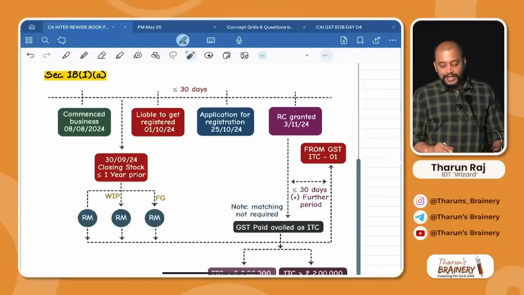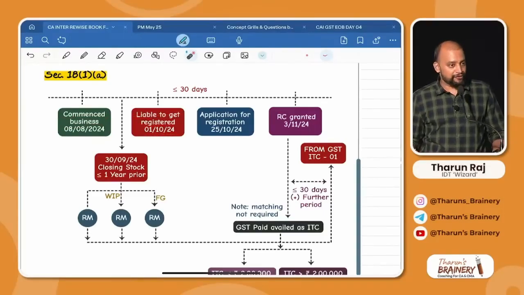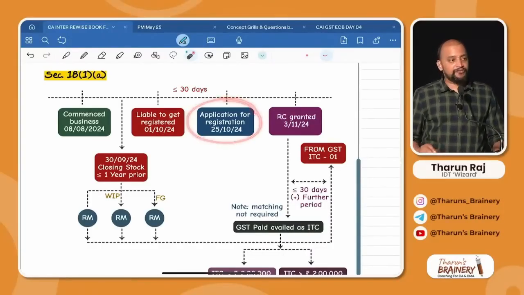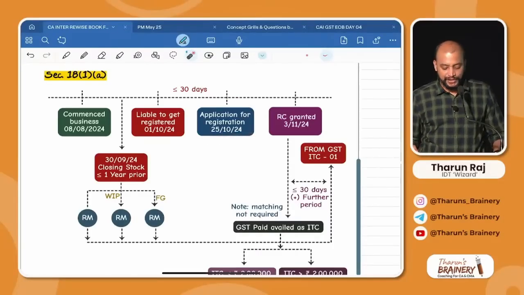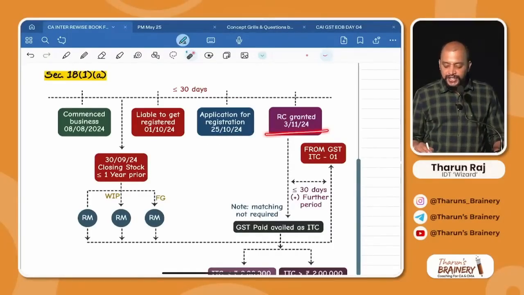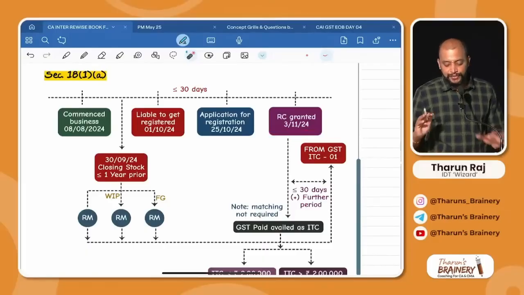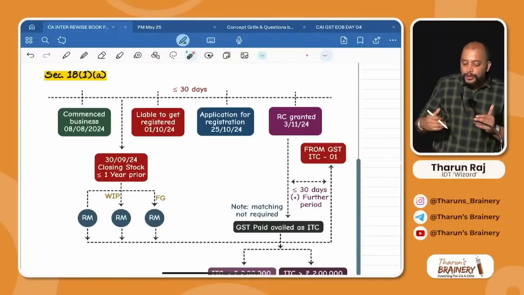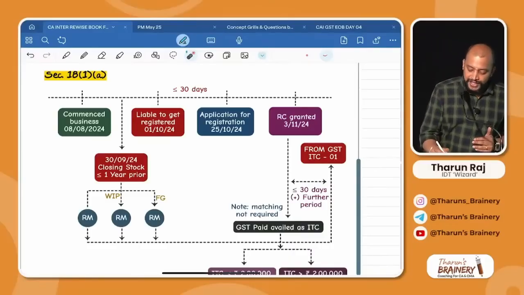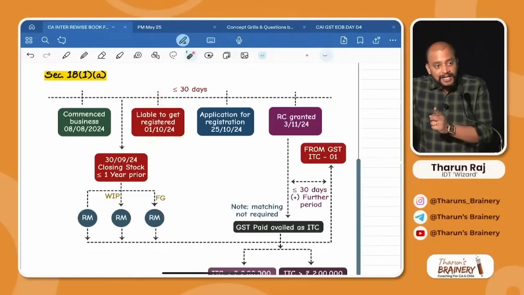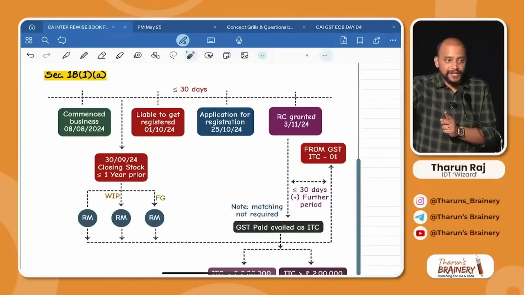Say this. On 8/8/2024, a person commenced business and he is liable to get registered on 1/10/2024. Thereafter, within 30 days, he made an application for registration. On 25/10/2024, he made the application for registration and he got the registration certificate on 3/11/2024. Now, he is liable to pay GST from 1/10. From 1/10, he is liable to pay GST on his outward supplies.